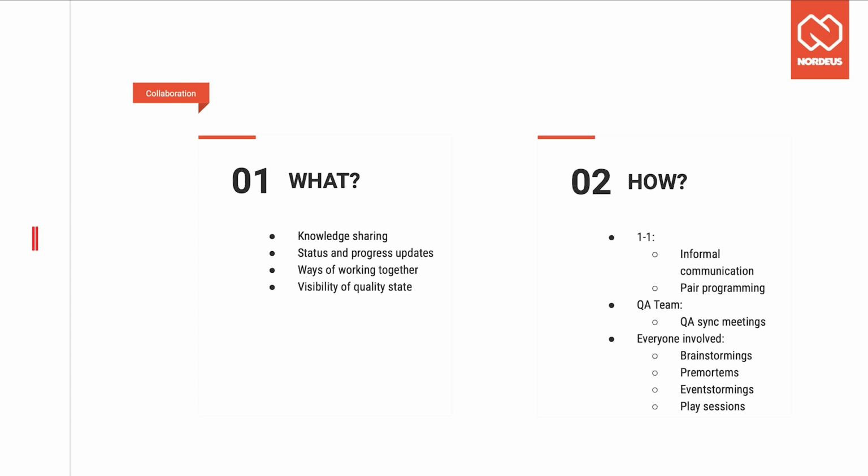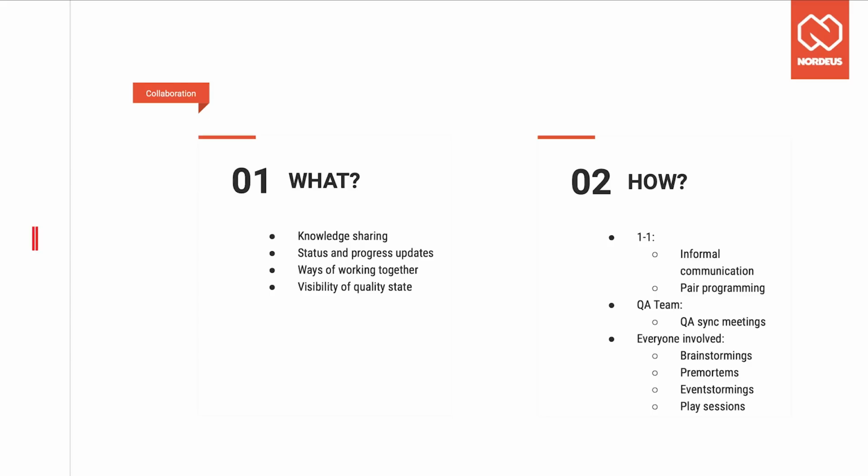First of all, what we want to cover here is actually the what part. What are the most important things that we want to ensure while working together? First of all, it's knowledge sharing. Then we have status and progress updates. Then we want to define ways of working together. And the last thing that is really important for QA engineers is that we want to ensure visibility of quality state during the whole development cycle.